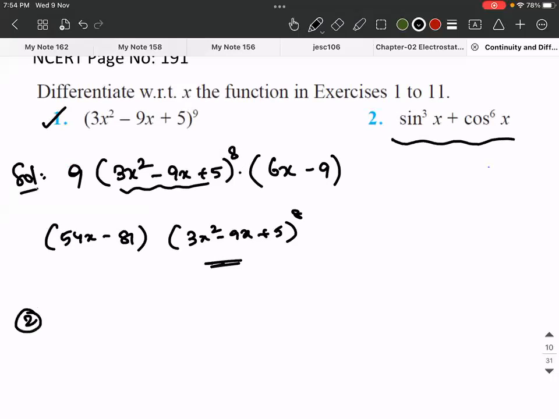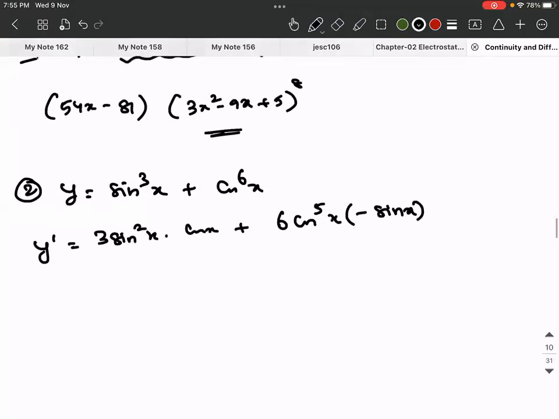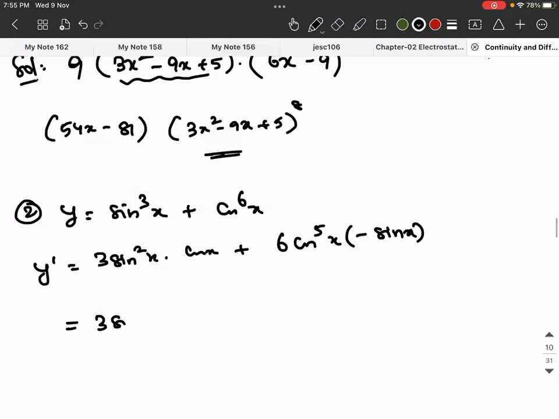So for the second one, y is equal to sine cube x plus cos power 6x. So what is the value of y dash? Derivative of sine cube x: 3 sine square x into derivative of sine x, which is cos x, plus 6 cos power 5x into minus sine x. So what can I take out? I can take out 3 sine x cos x outside, into sine x minus 2 cos power 4x. That's going to be the answer.